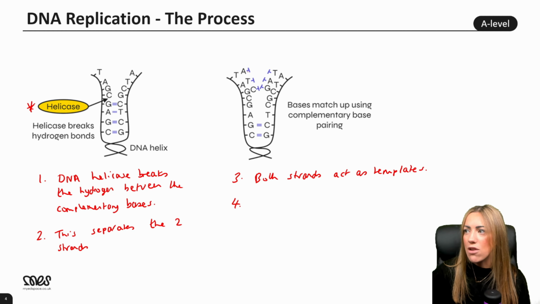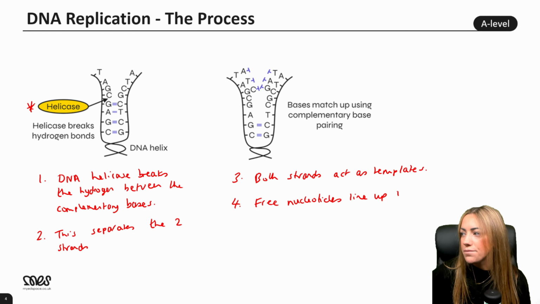We can see on the diagram that 3 nucleotides are moving in and lining up with the exposed bases on those 2 template strands. So let's write that next. 3 nucleotides line up with the exposed bases on the template strands.